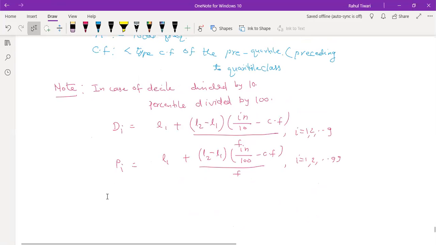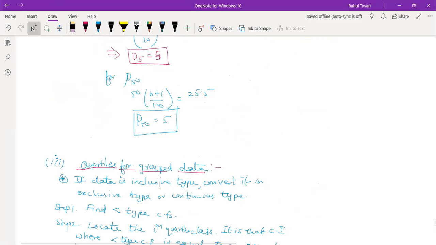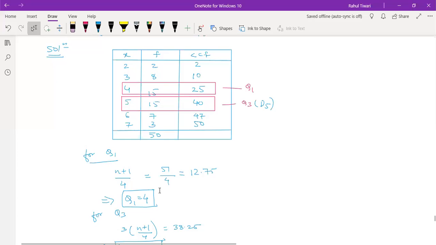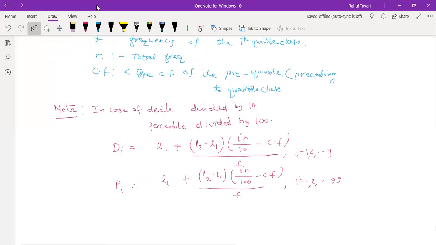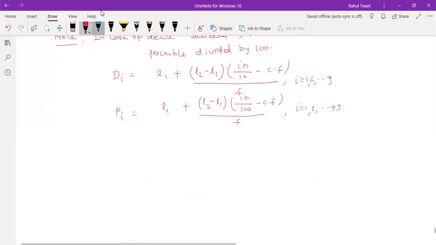So let's proceed and see how we will solve the problem based on group data. This is example number 21. Let's take example number 22. These types of problems are time consuming, so we may not solve every problem, but try to solve at least one or two problems based on that. Let's say I have this data.